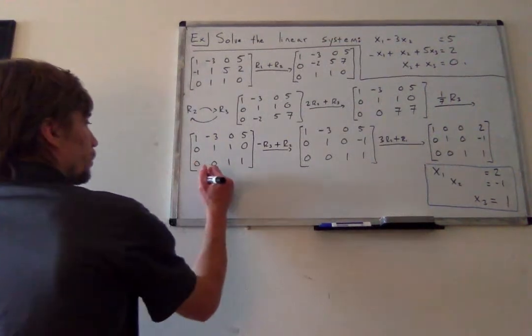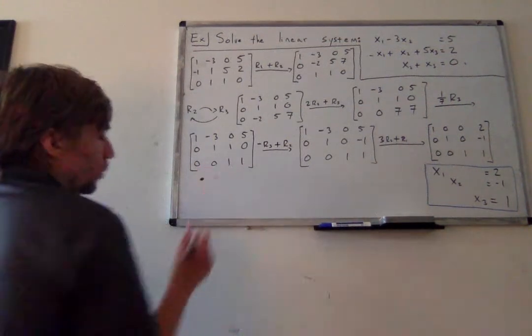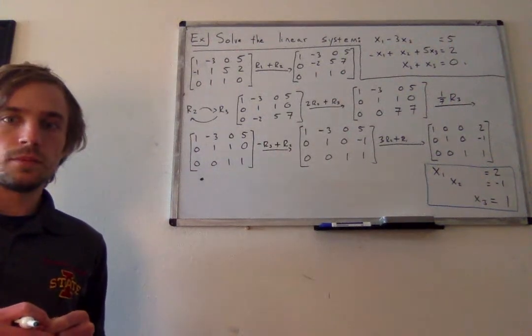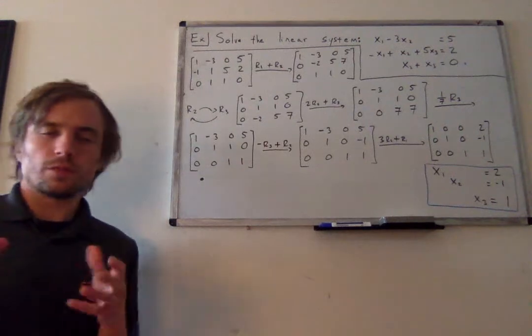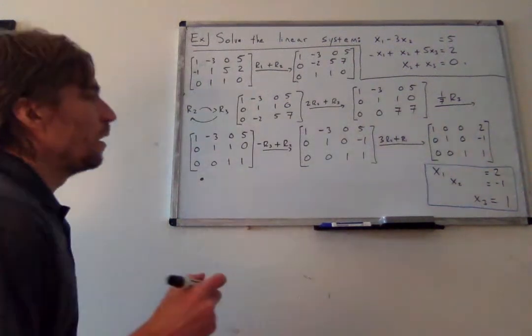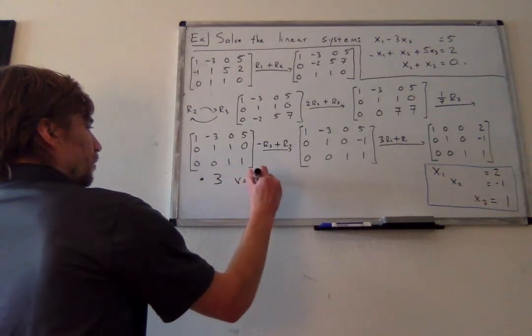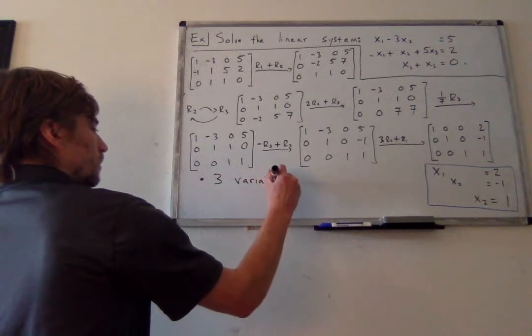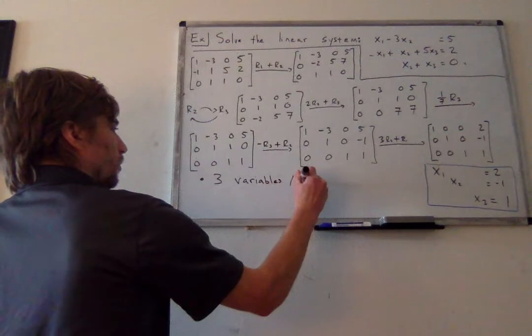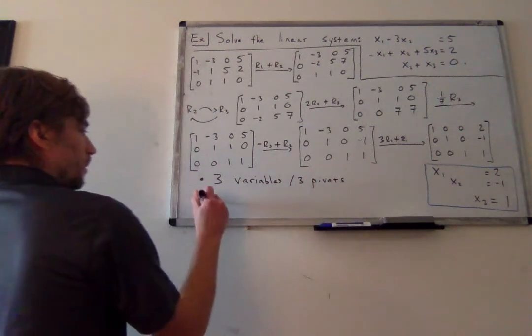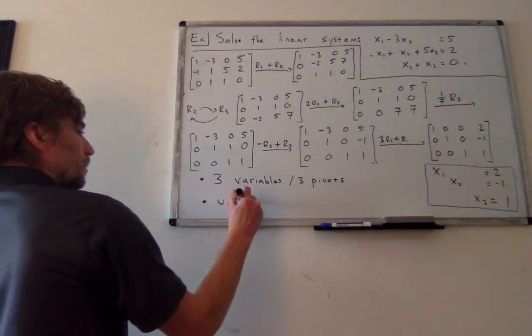Some things to note about this, well, actually, one thing in specific to note about, well, two things. Yeah, sort of one related thing. This system had 3 variables and 3 pivots, and it had a unique solution.